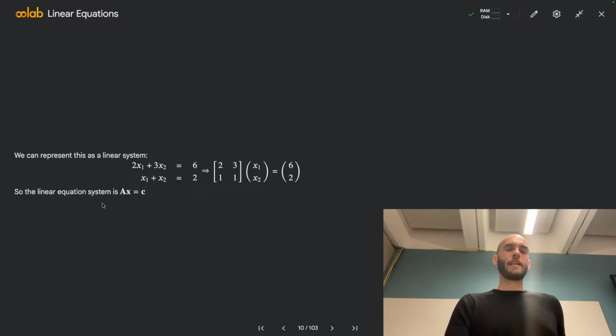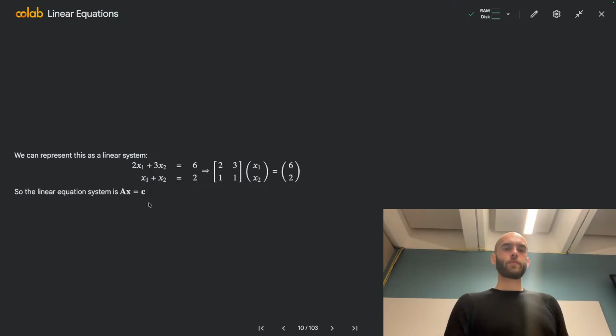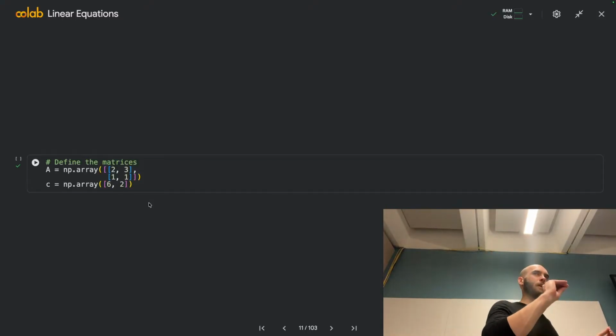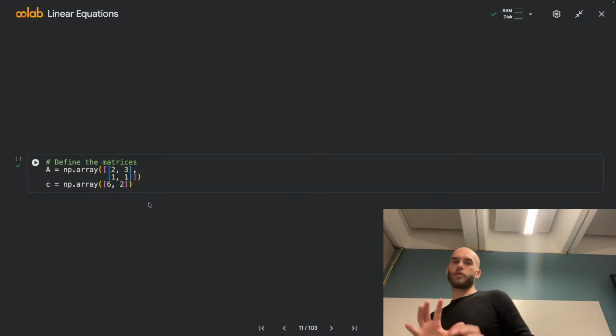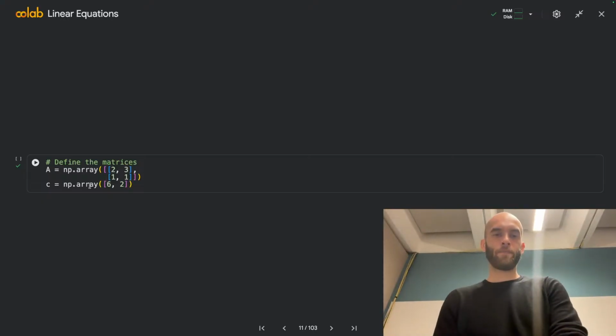The standard way we set this up with notation looks like this. A is our big data matrix, so this is a 2 by 2. We multiply that by a 2 by 1 in x, which gives us our 2 by 1 of the outcome C. So that's just a way of setting it up in linear algebra. We can do linear algebra in code, so we're just going to walk through a little setup here.